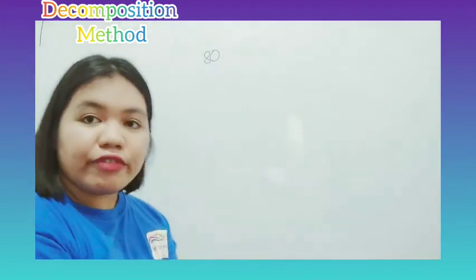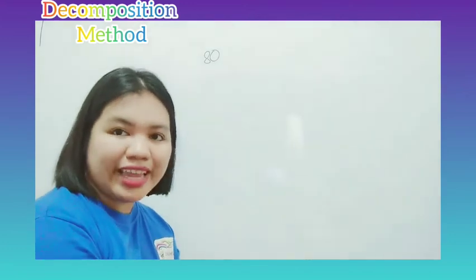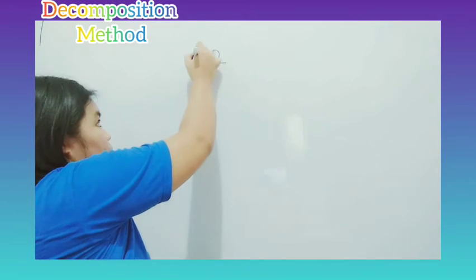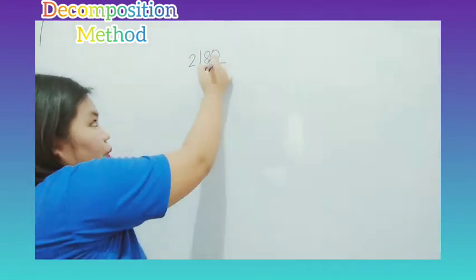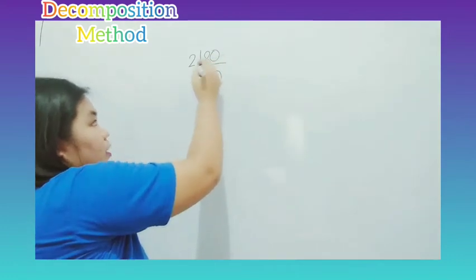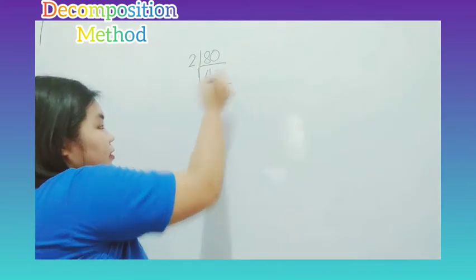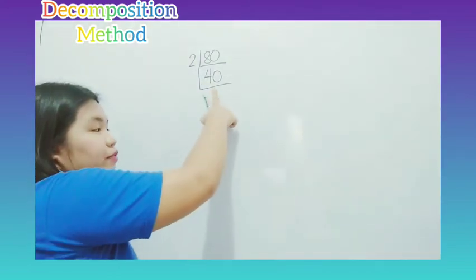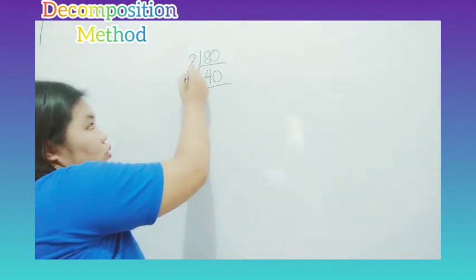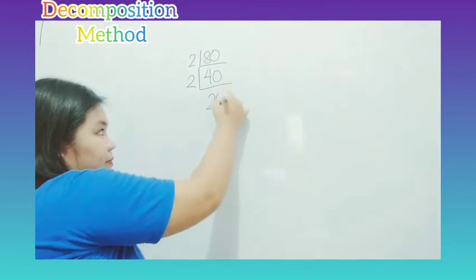So, in finding the prime factorization of 80, think of the smallest prime number that 80 can be divided by. So, we will divide it by 2. 80 divided by 2, we have 40. Then, 40 is not yet a prime number. What is the smallest prime number that 40 can be divided by? So, we have 2. 40 divided by 2 is 20.